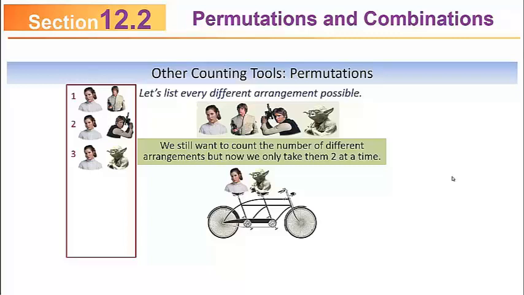That's a third possibility. At this point, Leia has to come off the back seat or I don't get any more unique arrangements. So I'll take Leia off the back seat and put Luke on the back seat. And then I'll start on the left and I'll pair Luke on the back seat with Leia on the front seat. That's a 4th arrangement.